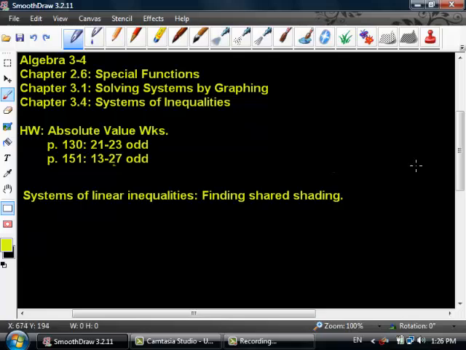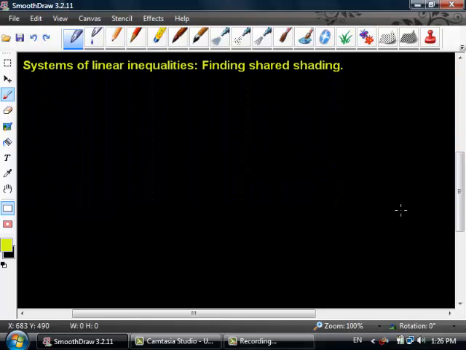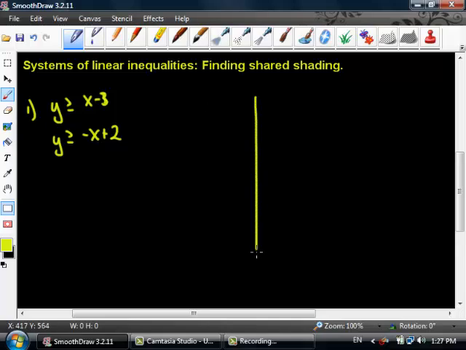So let me give you a couple of examples of stuff that's going to show up on your homework. If I give you y is greater than or equal to x minus 3, and then y is greater than or equal to negative x plus 2. What we need to do is figure out where the shared shading happens on both of these functions.